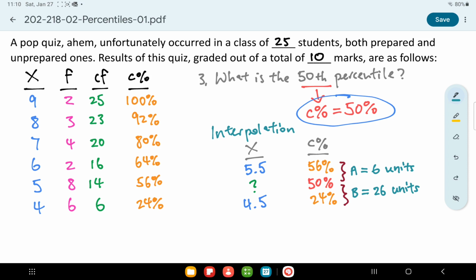So we've established this between 56% and 50%. There is the space, there's the difference of 6 units. Between 50% and 24%, we have 26 units apart. They are 26 units apart.